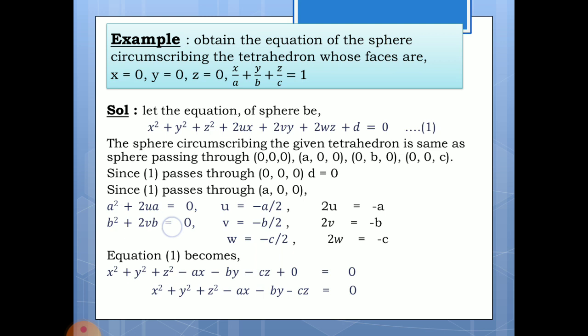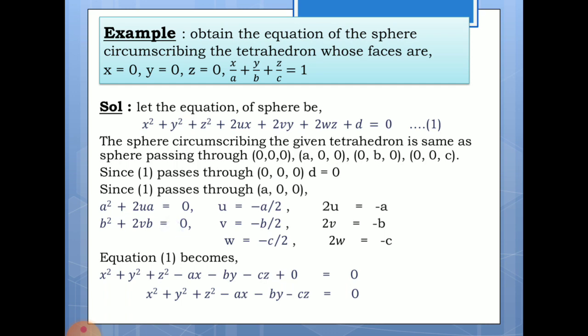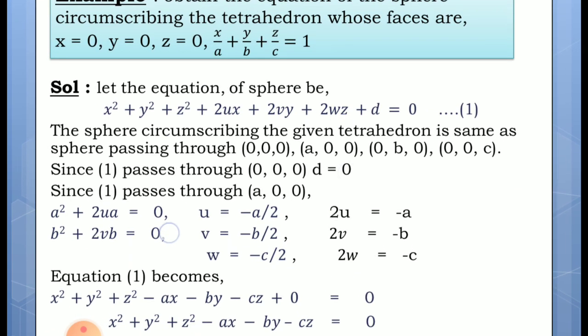At first we shall put 0, 0, 0 in equation 1. Then putting this, you will get d equal to 0. Then we put a, 0, 0 in equation 1. Here a, 0, 0 means x is equal to a, y is equal to 0 and z is equal to 0. That means it will become a square plus 2ua is equal to 0. For the point 0, b, 0, you will get b square plus 2vb is equal to 0.